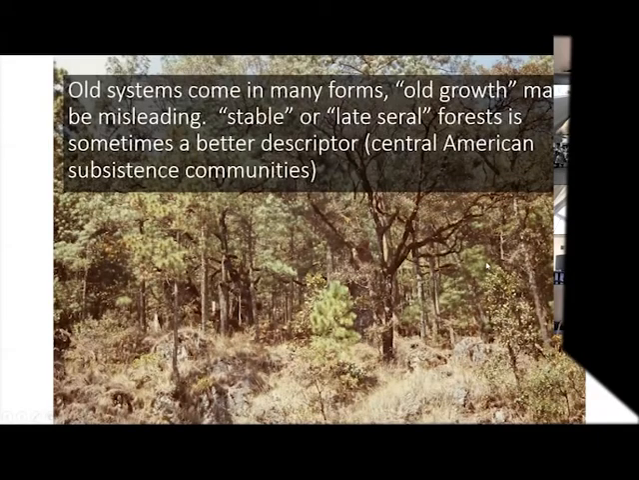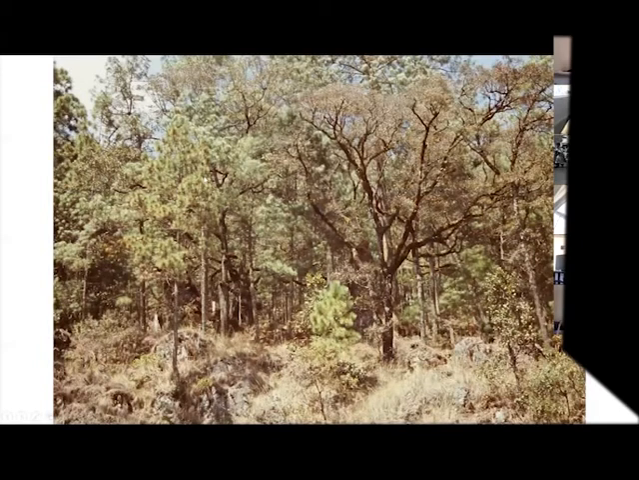Here's another example. Old systems come in many forms, and we think of old growth as being stands that have giant majestic trees that are ancient. Those exist and they're great, but there are many old systems that are simply stable or late seral. They're dominated by species that are good at competing, and they are stable. I think that late seral is a good description of these kinds of communities, and this is a Mesoamerican oak pine forest. It's one that is actively managed for subsistence by the local people here. This is in Chiapas.